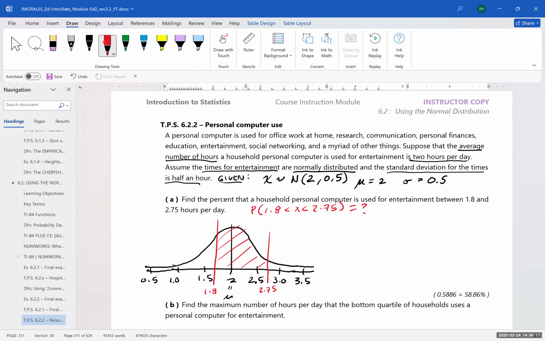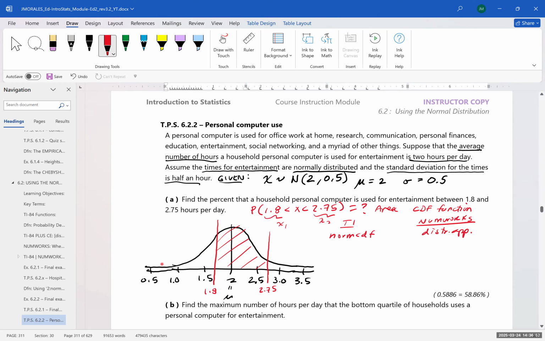Okay, so when we've been given values of x and we want to find an area, this is where we need to use a cumulative distribution function, or a CDF function. All right, so on the Texas Instruments calculator, this is going to be norm CDF. And using NumWorks, you're going to use the distribution app. So let's use both.